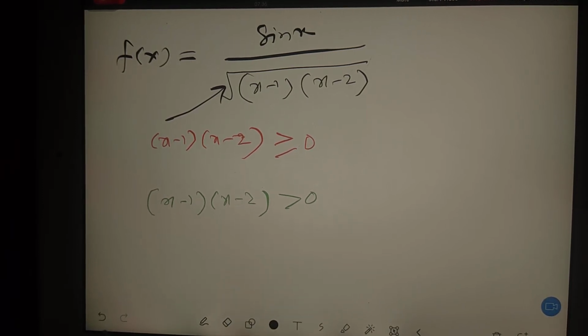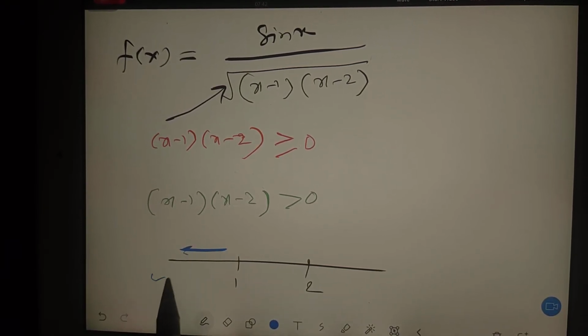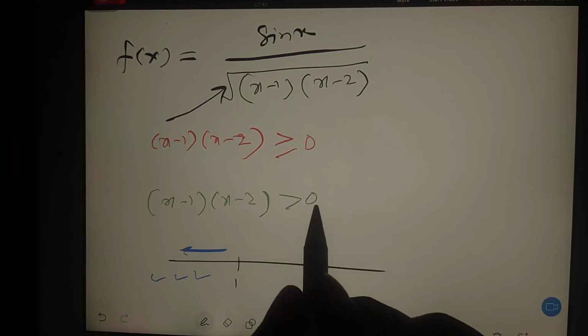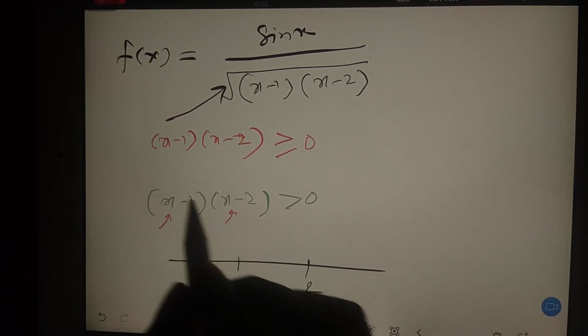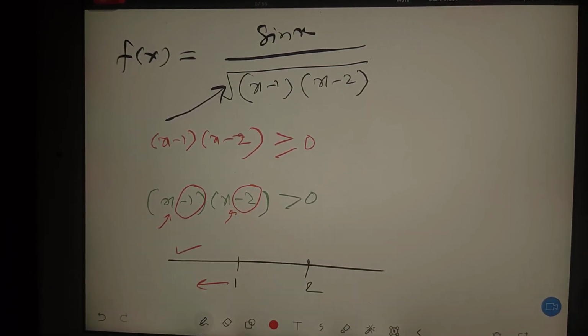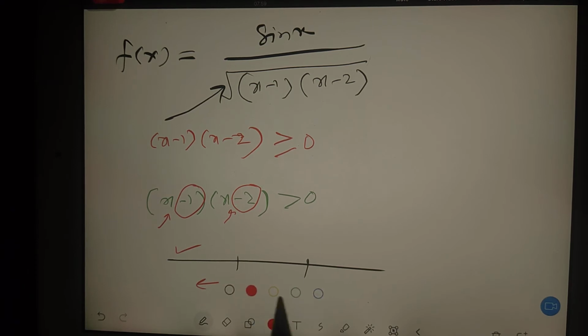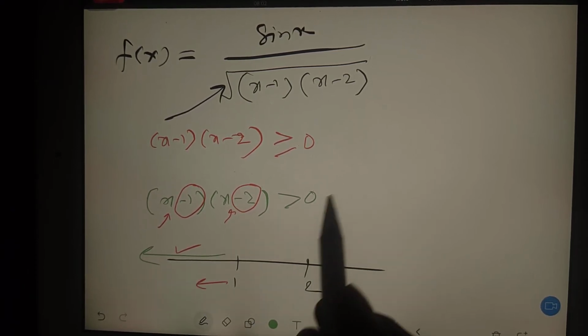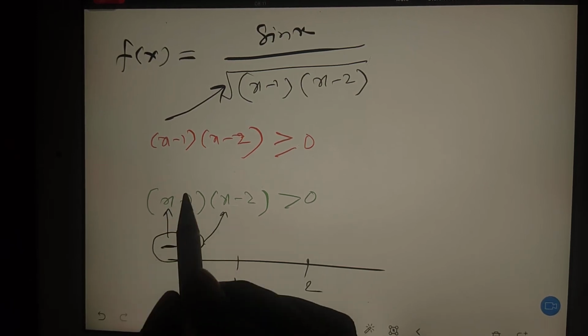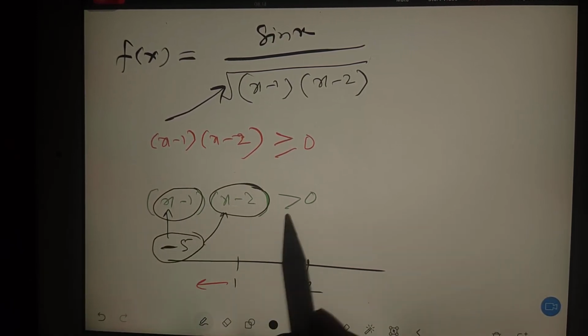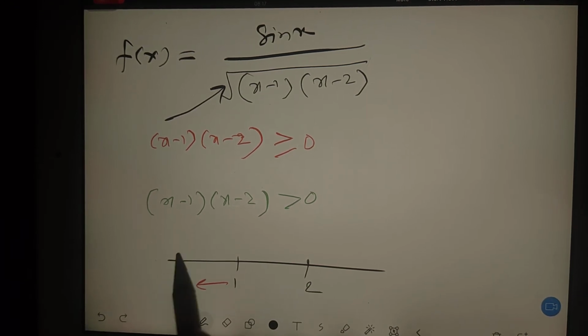So 1 you put here and 2 you put here, and then below 1 you cross check, pick any number and check whether you are getting greater than 0 or not. Suppose less than 1, 0 is also possible, correct? So put 0 here, 0 here. This is negative, this is also negative, so the answer is positive. It means any number below 1 will satisfy the inequality. You can choose any other number, for example minus 5. Substitute minus 5 here and here. This is negative, this is negative, so the total answer is positive. It means this set is valid.